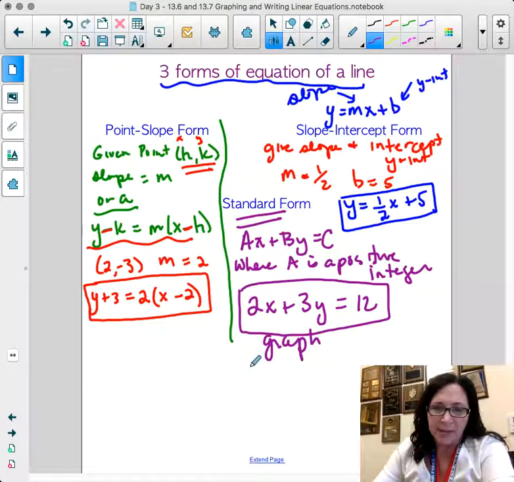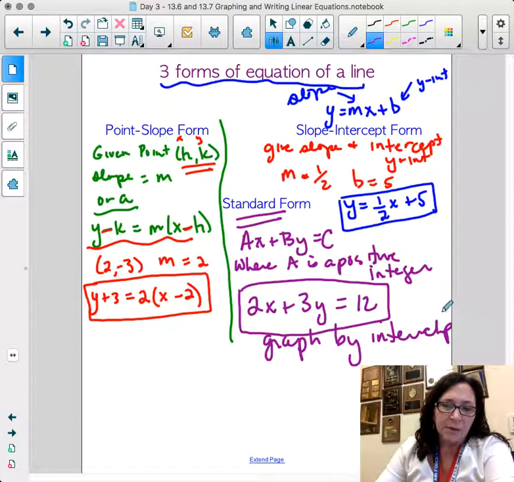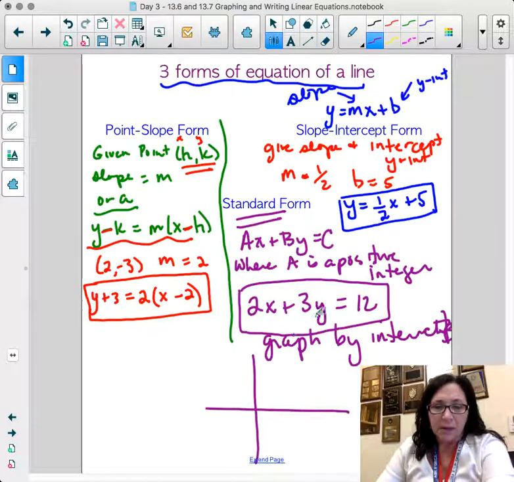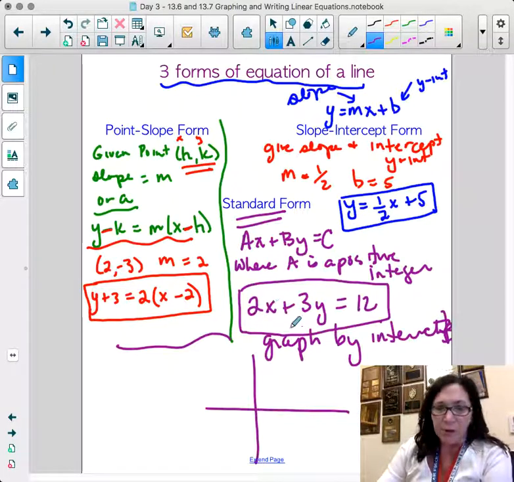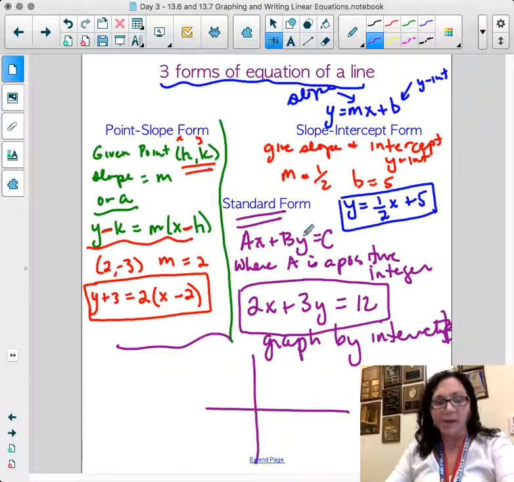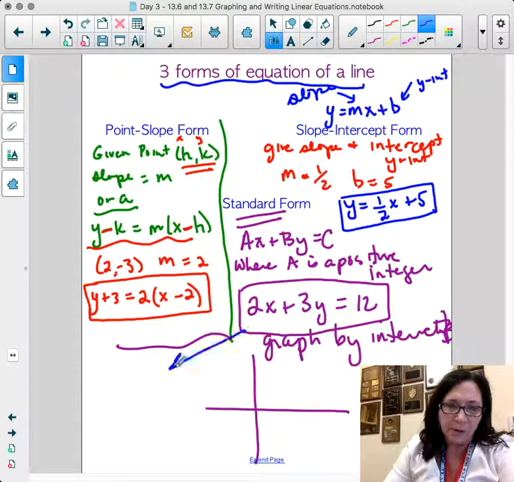So this allows you to graph by intercepts. And what that means is, if I were to graph this, most people, when they're looking at this equation right here, in order to graph it, would go, okay, I can't graph that unless I solve for y. So I'm going to come over here. I'm going to show you what I'm talking about.